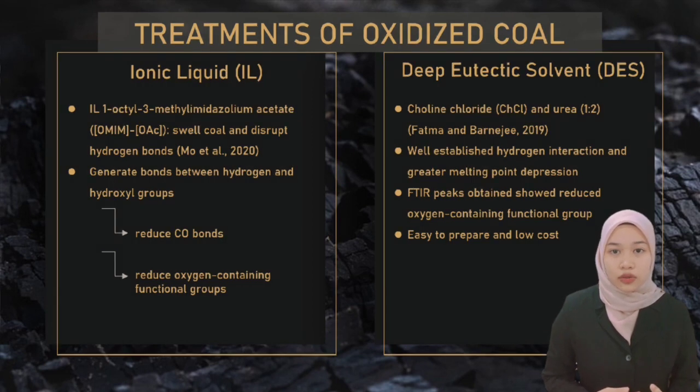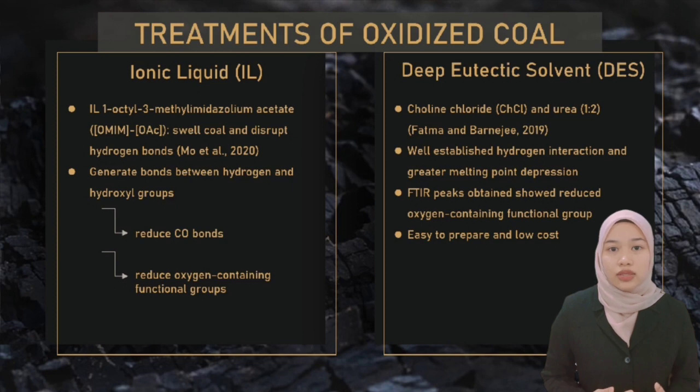To treat oxidized coal, there are two ways that have been reviewed, which are by using ionic liquid and deep eutectic solvent. In a previous study from Mo et al. 2020, ionic liquid 1-octyl-3-methylimidazolium acetate is used to swell the coal and disrupt the hydrogen bonds. New bonds between hydrogen and hydroxyl are generated in order to reduce the carbon-oxygen bonds.